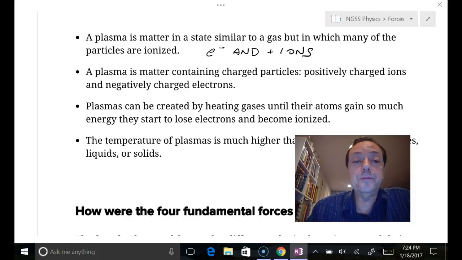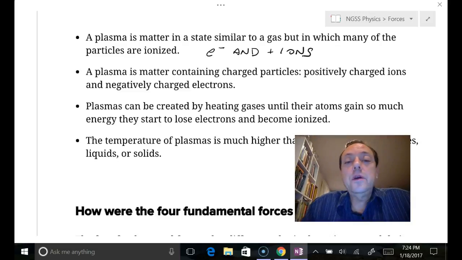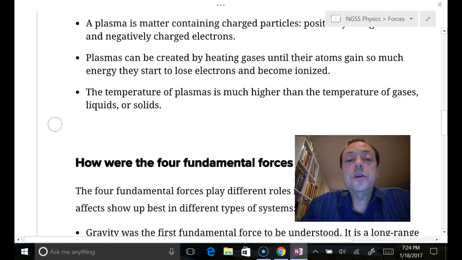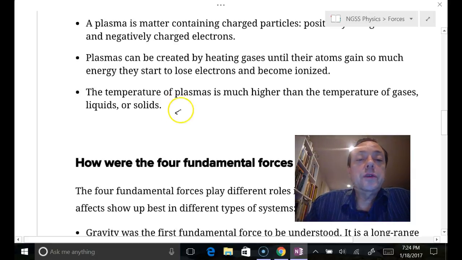That's something else. Plasmas can be created by heating gases until their atoms gain so much energy that they start to lose electrons and become ionized. The temperature of plasmas is much higher than the temperature of gases, liquids, or solids. It's a fourth state of matter.